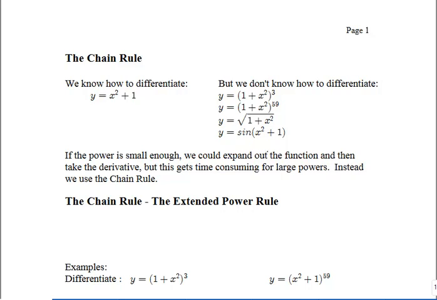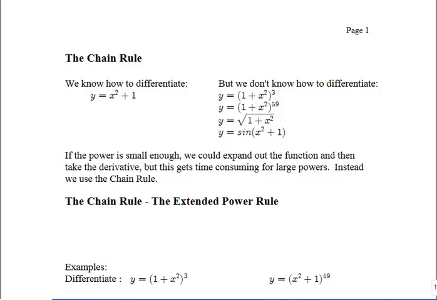So what we're going to learn today is a very important rule called the chain rule. It's probably the most important rule that we'll use, that enables us to take the derivative of functions like these that are sort of functions nested inside of other functions.